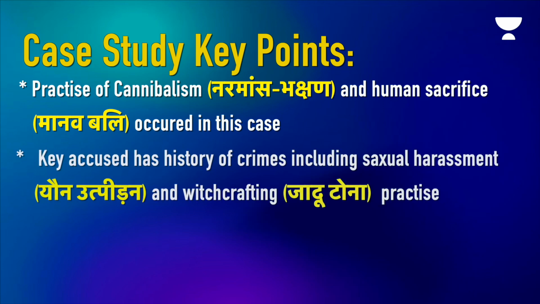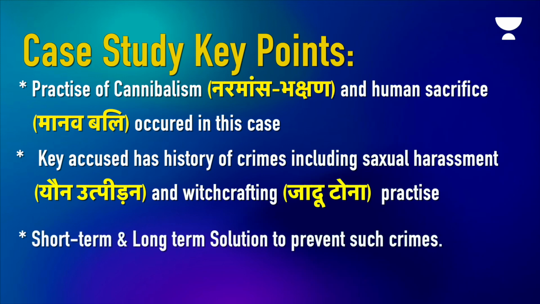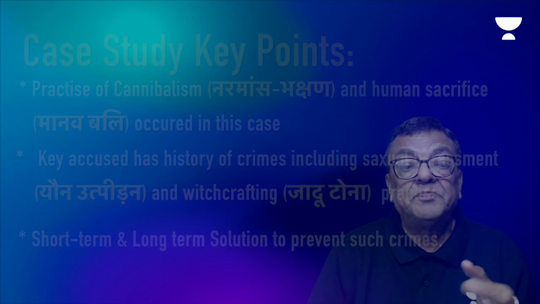So one of the key accused has a history of crimes, including sexual offenses, and being a practitioner of witchcraft. Now, what step would you take as DSP, both short-term and long-term measures to prevent such occurrences from happening again in future? So that's the case study.